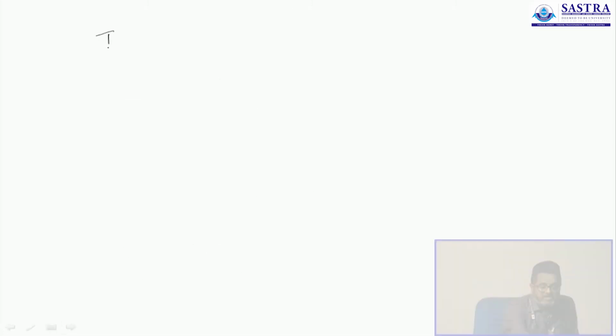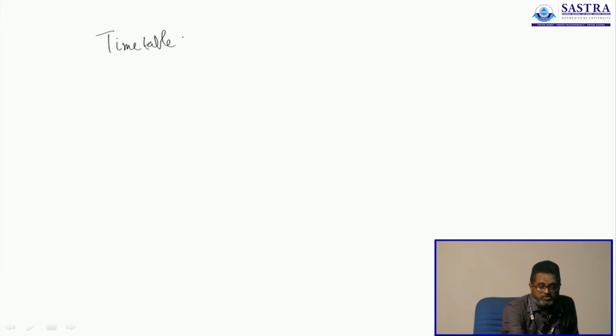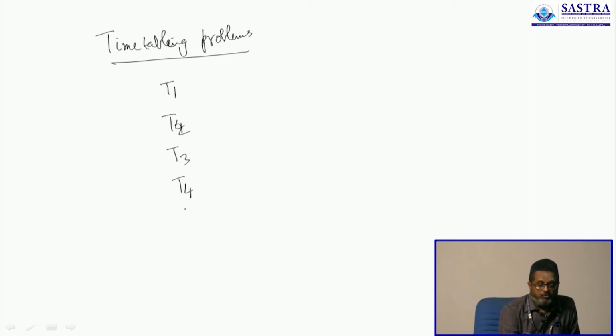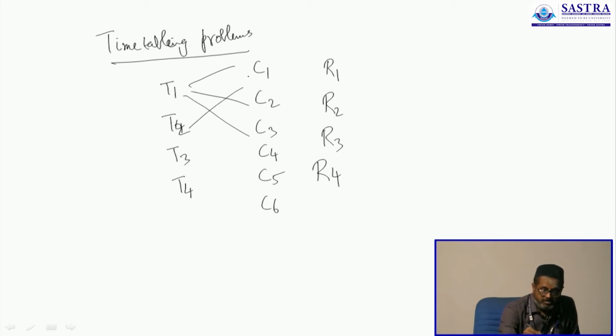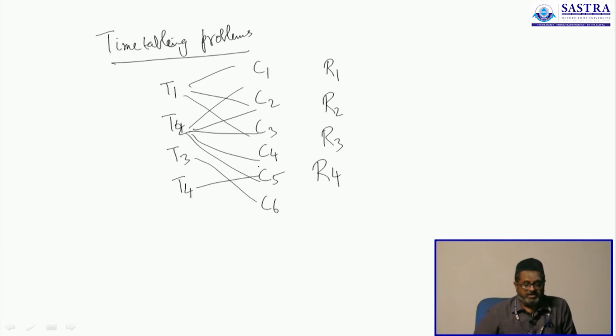And similarly, you have a problem called the timetabling problems. What does this timetable problem say? I have, say for example, 4 teachers, T1, T2, T3 and T4 as an example here. And I have 6 classes, C1, C2, C3, C4, C5, C6. And I have only 4 rooms. So I have to assign the teachers to the classes, one at a time.